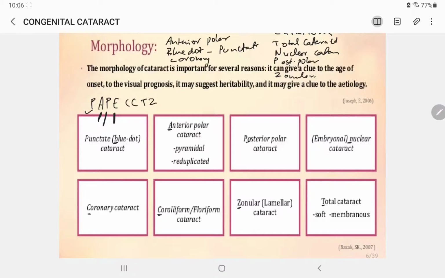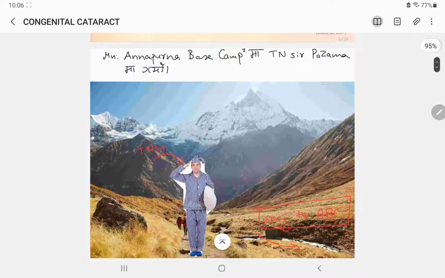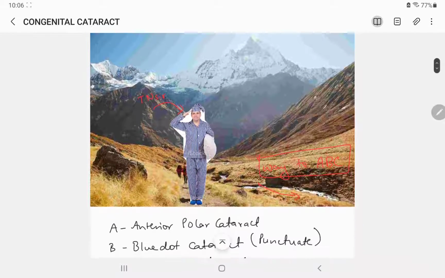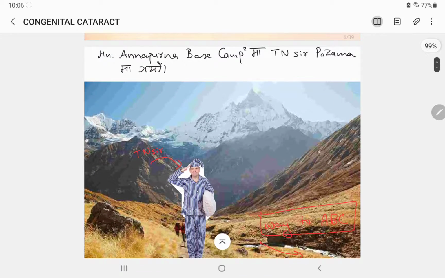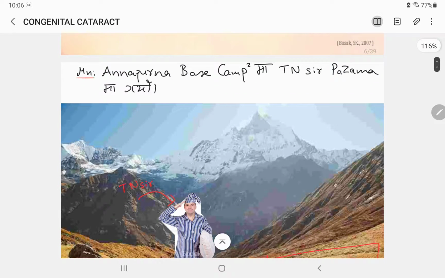If you are reading this for the first time, don't worry about all these names. I made one funny mnemonic to help you understand. The mnemonic is Annapurna Base Camp. Annapurna Base Camp is ABC, but the C is squared. Then add 'T answer', which just means say Taranath sir, for example.